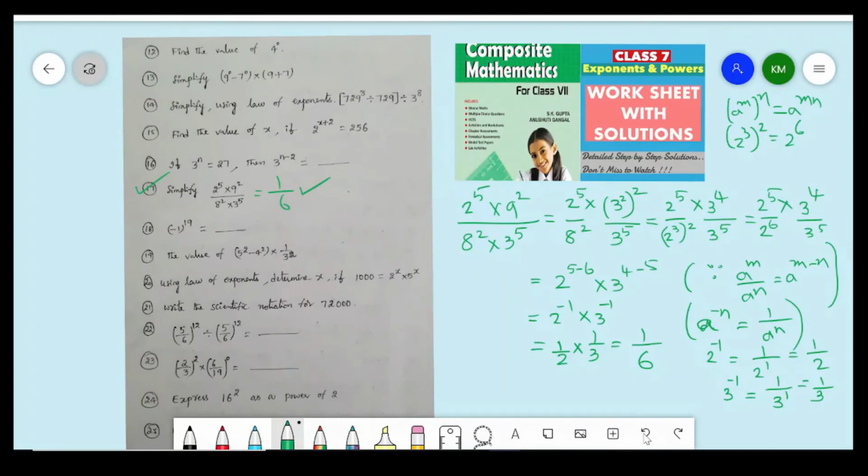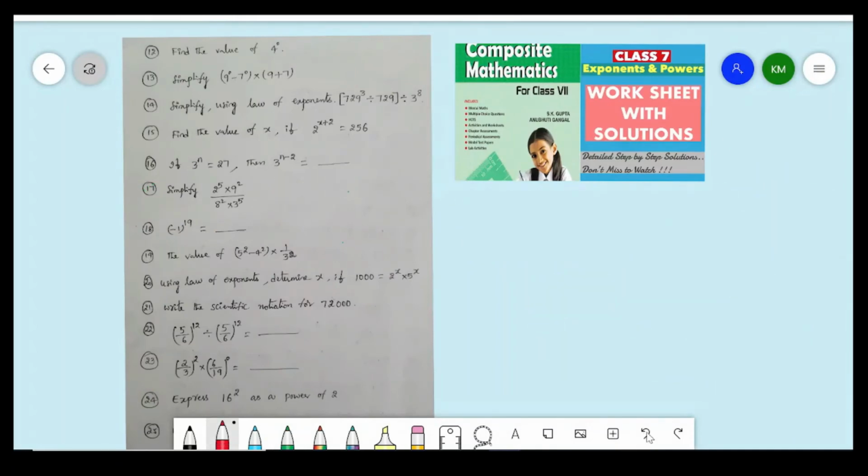I hope you understood this entire step-by-step procedure. Let us move to the next problem, number 18. Minus 1 whole power 19, they are asking. I already told you, minus 1 whole to the power of odd number equals minus 1. Minus 1 whole power even natural number, then that is equal to plus 1. So this formula you need to remember always.